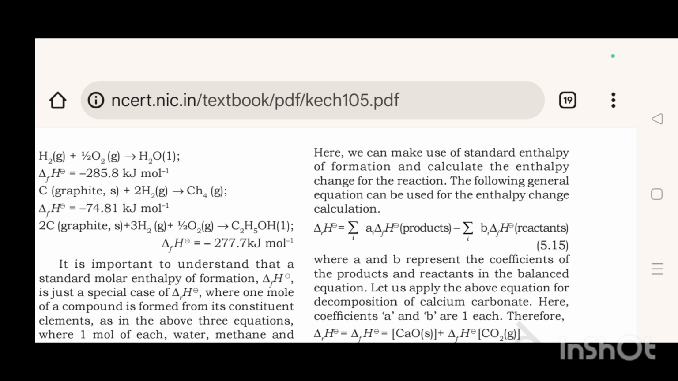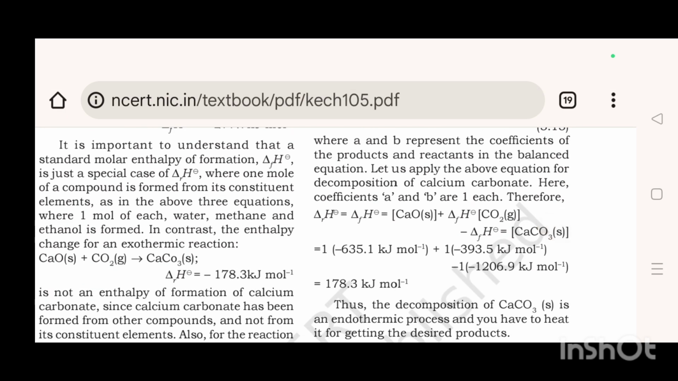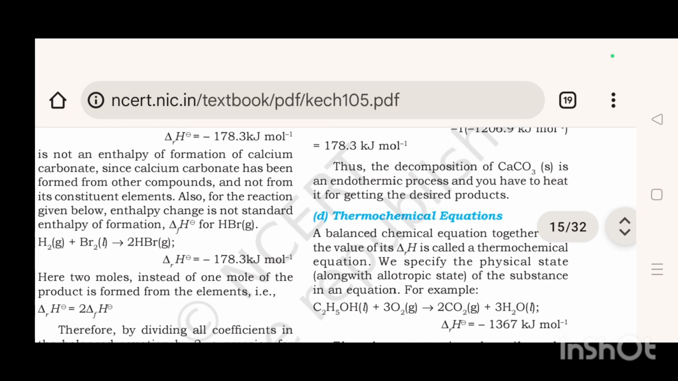The following general equation can be used for the enthalpy change: ΔrH equals Σ aᵢ ΔfH products minus Σ bᵢ ΔfH reactants, where a and b represent the coefficients of products and reactants in the balanced equation. Let us apply the above equation for decomposition of calcium carbonate. Here coefficients a and b are 1 each. Therefore, ΔrH equals ΔfH CaO(s) plus ΔfH CO2(g) minus ΔfH CaCO3, which gives us 178.3 kJ mol⁻¹. Thus, the decomposition of CaCO3 is an endothermic process, and you have to heat it to get the desired product.